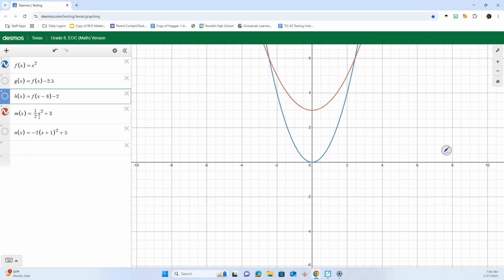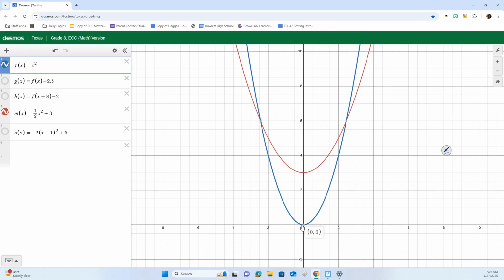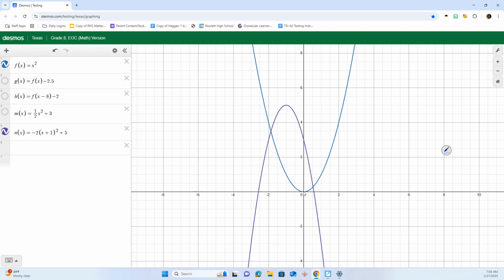The next one is a vertical compression, meaning that it did get wider. My vertex went from here and it did shift up 3 units. Okay. And my next one, it did flip. So instead of a smiley face, we now have a frowny face, this purple one. It did stretch, okay, or get more narrow. We did shift to the right 1 unit and shift up 5 units. So my vertex was 0, 0, and now it is -1, 5 as my new vertex.